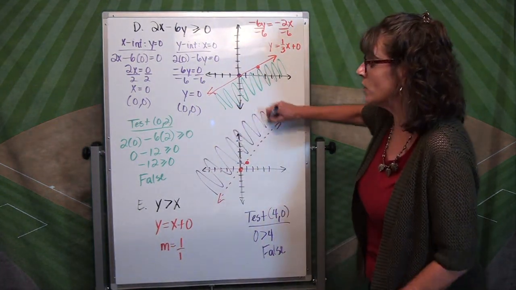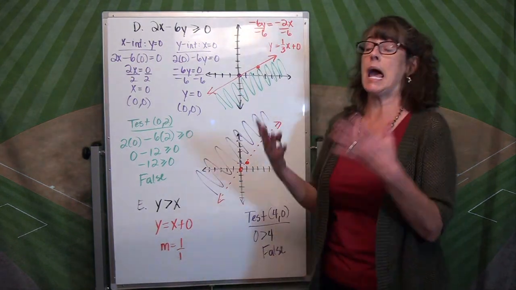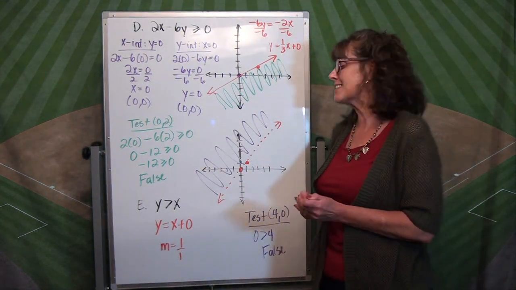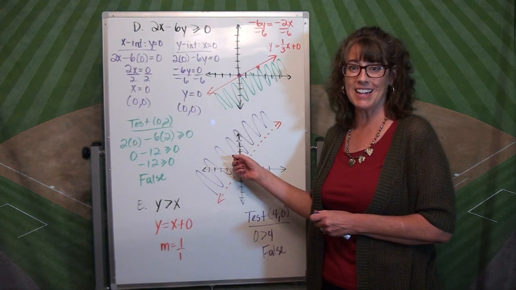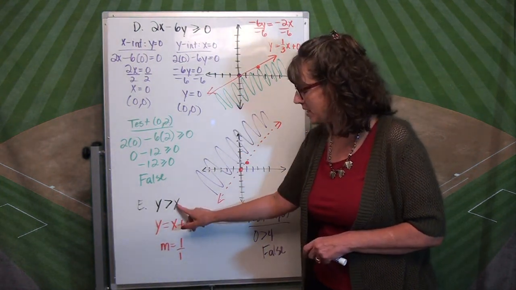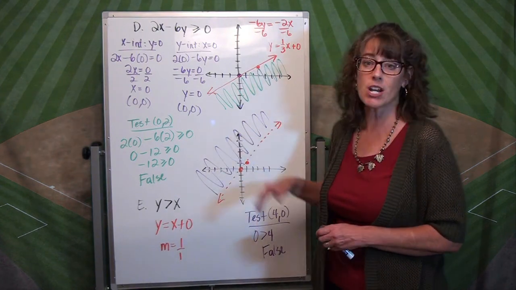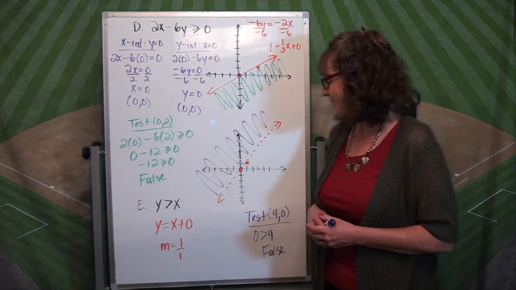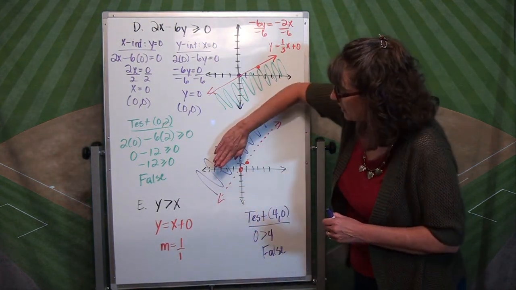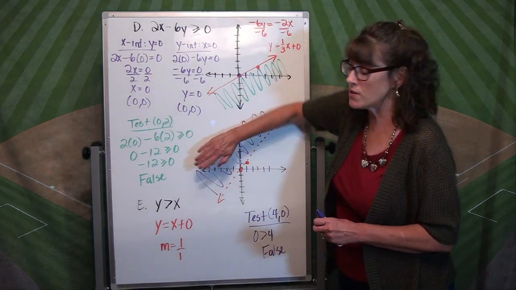Now, folks, it's very coincidental that whatever I chose just happened to be false. That's total coincidence. I thought about picking the 0, 2 again. If I would have done that, then I would have had 0 here, 2 here. 2 is bigger than 0. And I still would have shaded that side. It's just a coincidence.